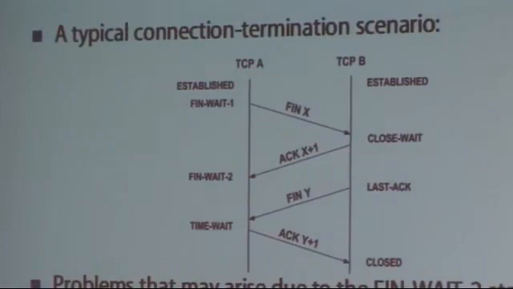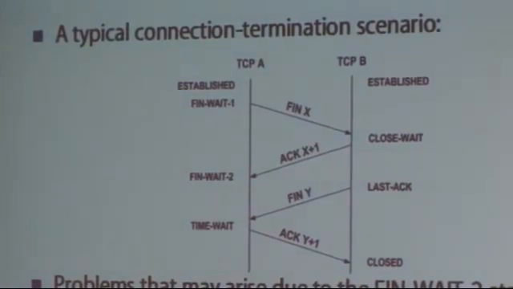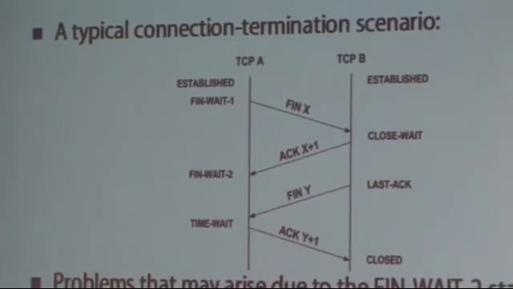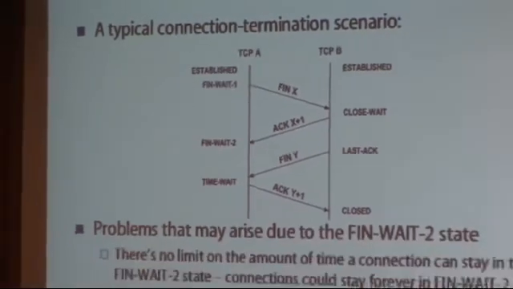So let's revise the connection termination mechanism in TCP. It's composed of the exchange of 4 packets. The idea is basically that each endpoint has to close one direction of the connection. So in this case, TCP-A is the one that performs what's usually called the active close.